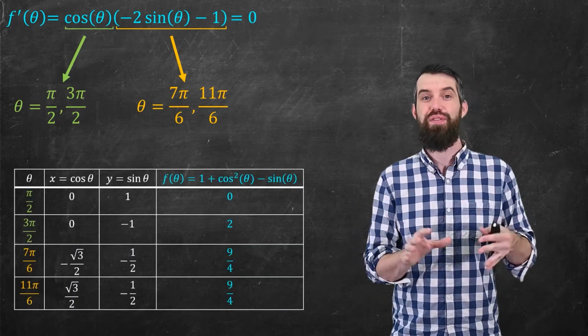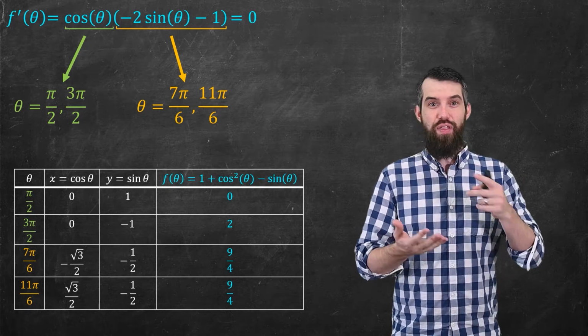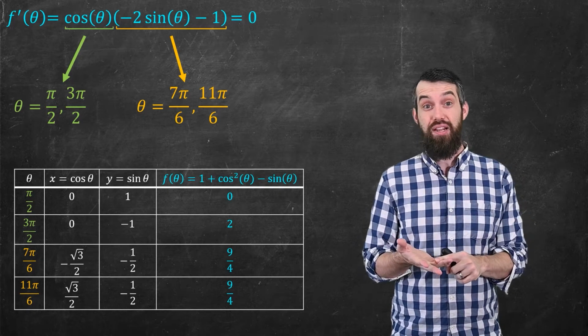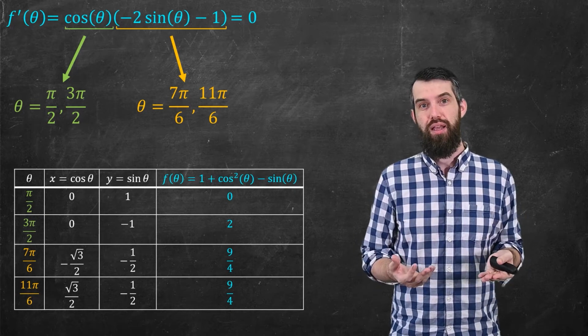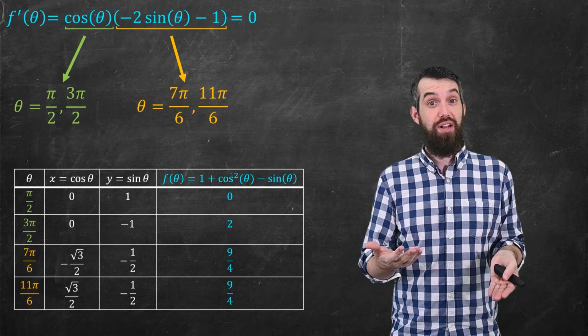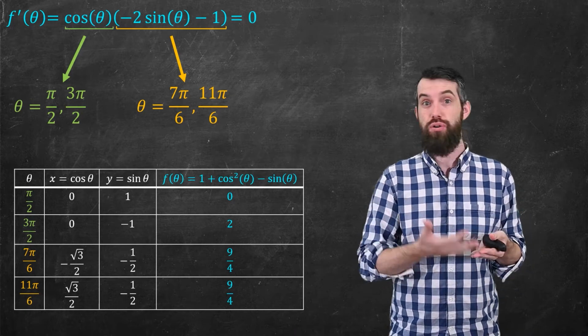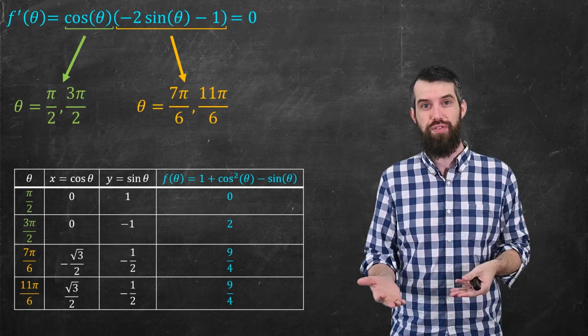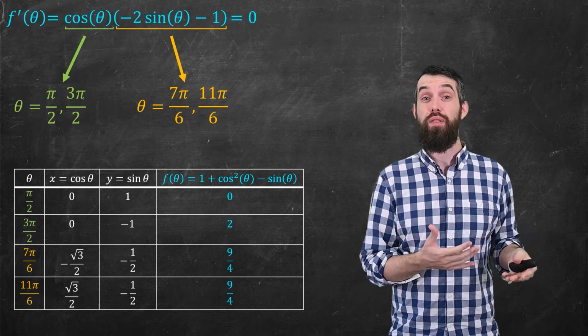It would take a little bit of time to plug this in, but I've got the 4 different theta values. I know that x is cos theta and y is sine theta, so I just ask what x and y are for those theta values. I plug those in. And then I can ask, what's the height? What is f of theta? So I take my f of theta, plug those values in, and I get these numbers: 0, 2, 9/4, and 9/4. So that is all of my interesting points along the boundary.